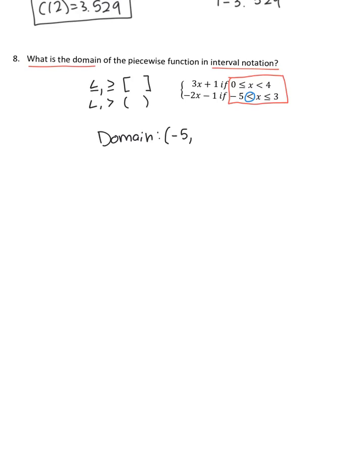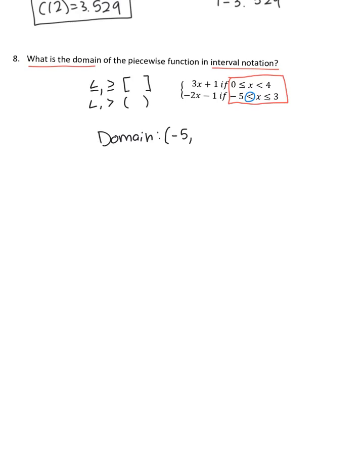Now I'm going to look for the next smallest number. The next smallest number is 0. But if you look between the -5 and the 3, 0 is already in between -5 and 3. So I'm not going to have a break in my graph at 0, since it is already included in that first domain of -5 to 3. So I'm not going to put a 0 after the comma.